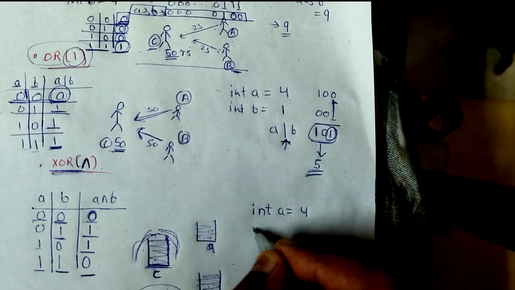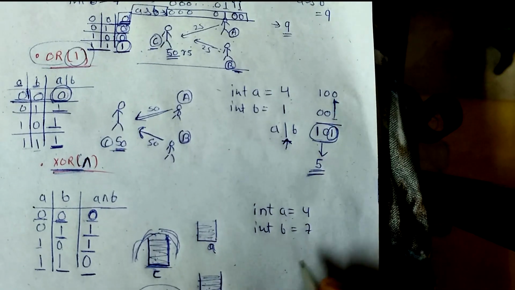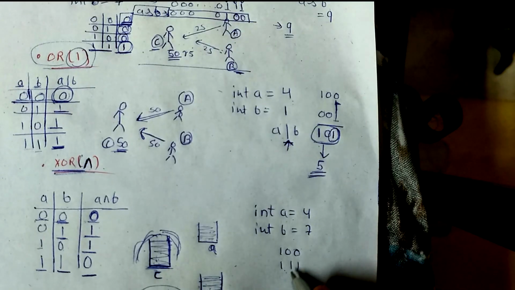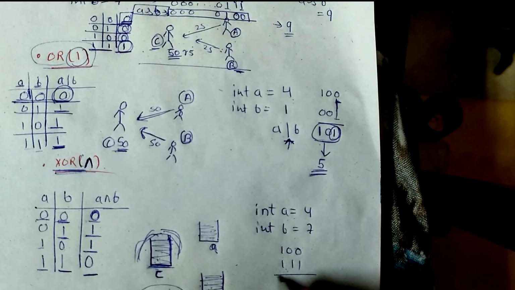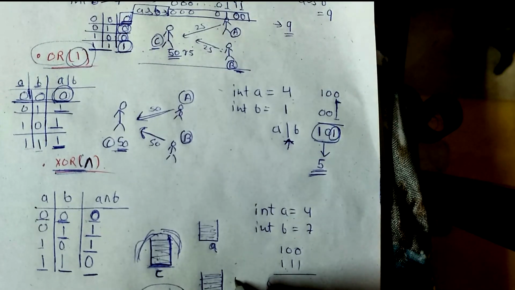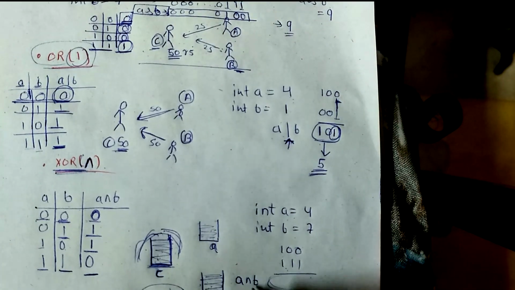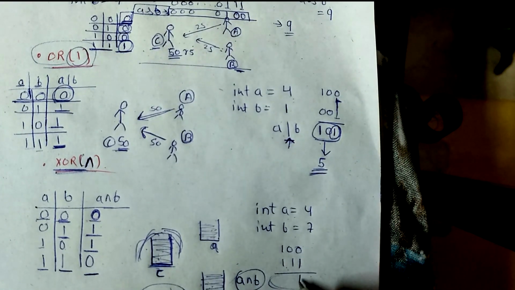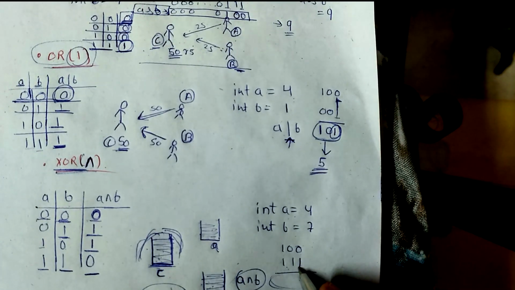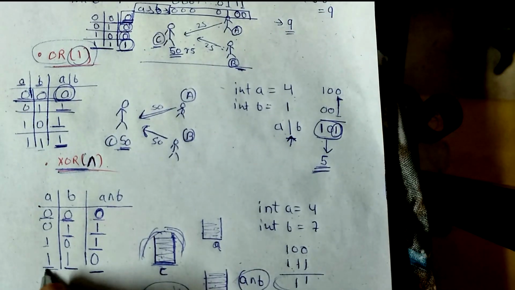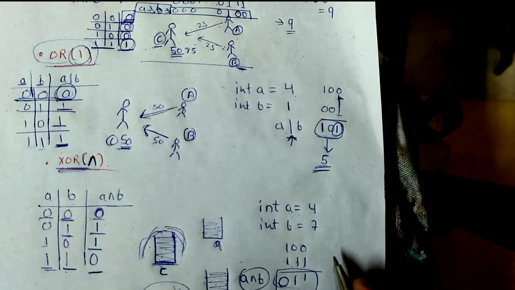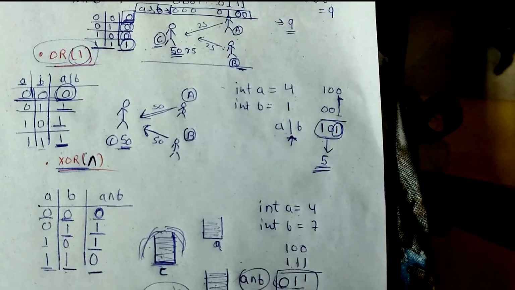Okay, so now let's take a numerical example here. So again we can take 4 and 7. This was 4, this was 7, and this result would be 4 XOR 7. So one of them is 1, so that means we need to put a 1. One of them is 1, we need to put a 1. Both are 1, we need to put a 0. So we got this result, and this is 3.